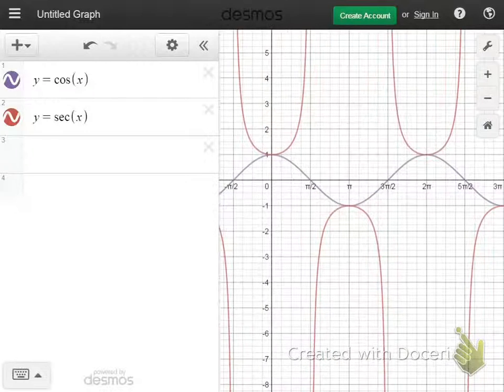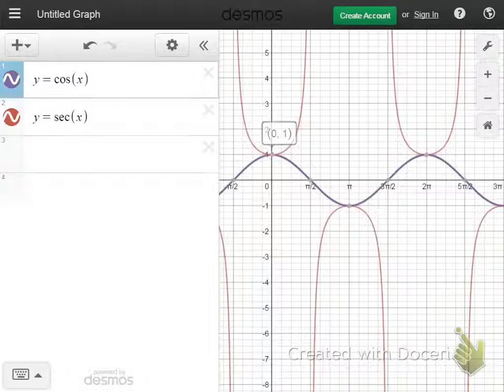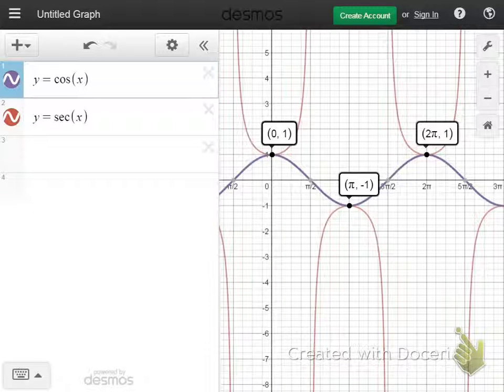And I'll zoom in to get a better idea of what these graphs look like from 0 to 2 pi, right? That would be one cycle, or the period for cosine. So I'm looking between those values. I notice that they have some points in common, right? These points here they have in common, and then they go in opposite directions.